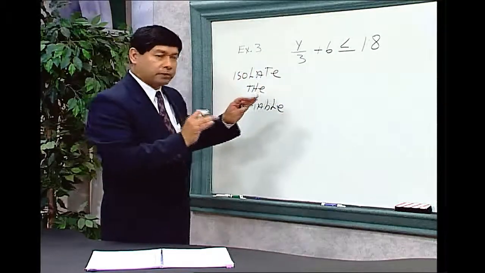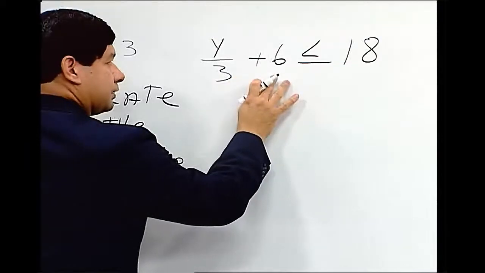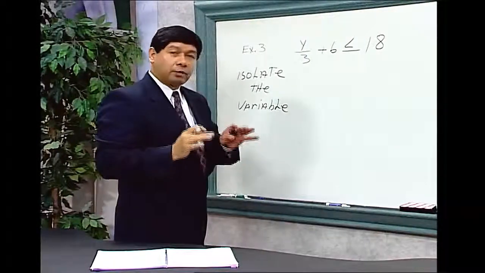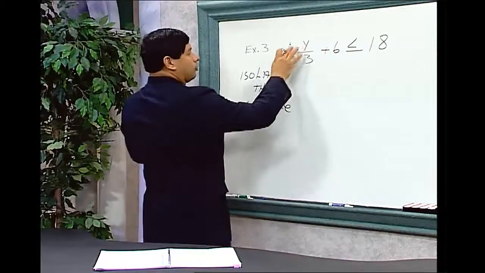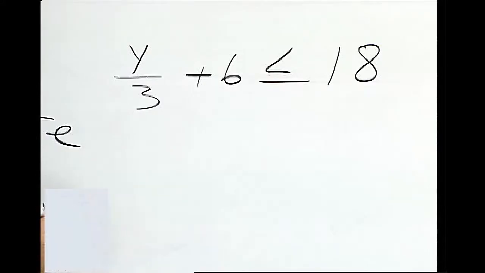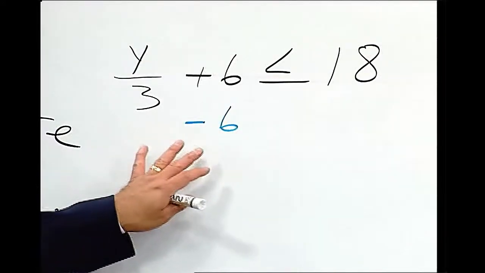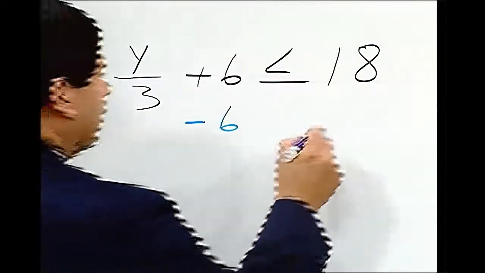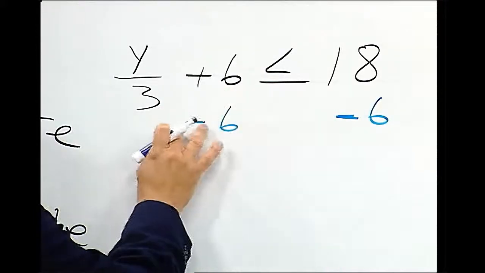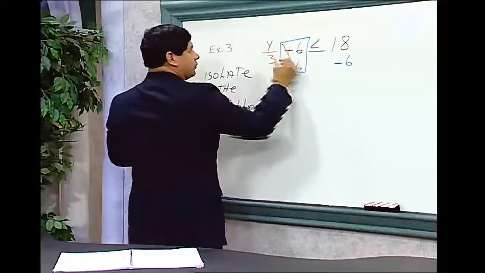So the way the problem reads is some number divided by 3 plus 6 is less than or equal to 18. Now it may seem difficult, but remember our process. Now we have our y divided by 3 plus 6. Well, let's start to isolate it. Subtract 6 from this side. Now, what we do to one side, we have to do to the other side. Let us subtract 6 from this side. So we have a positive 6 and a negative 6, and what happens to that? They cancel out. They're gone.